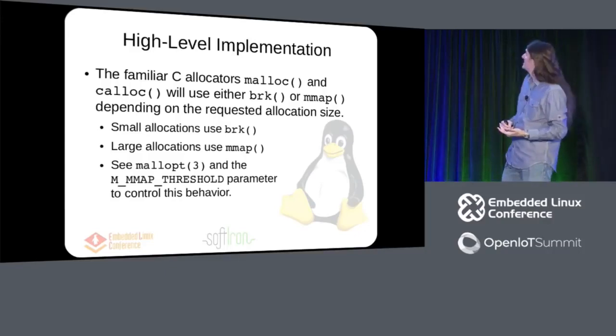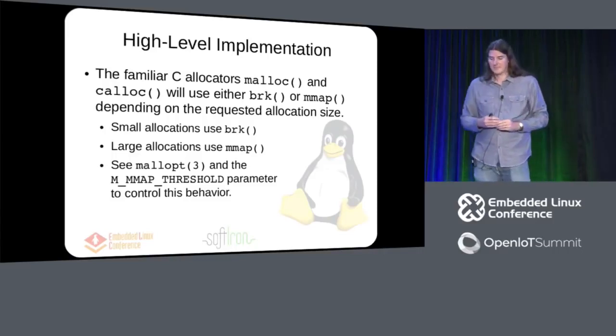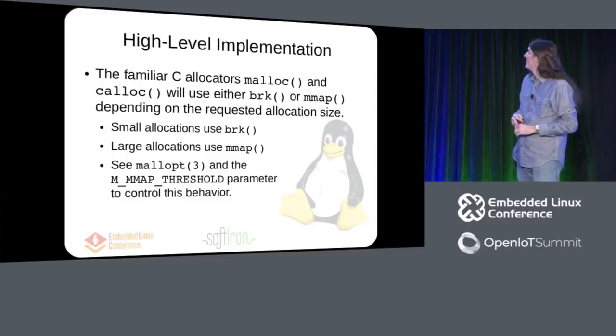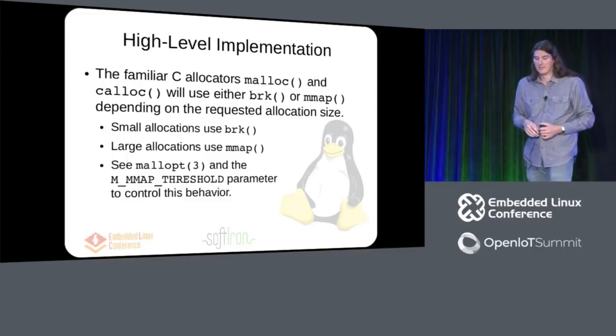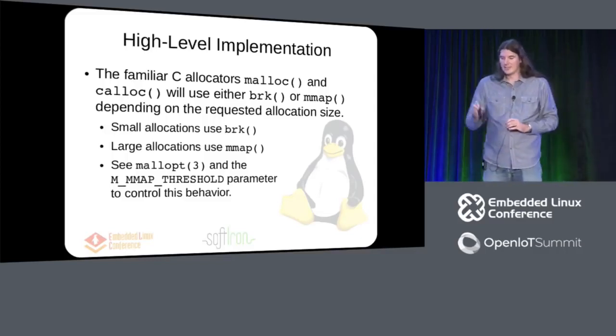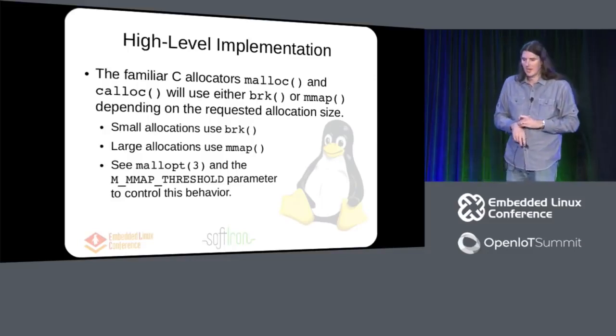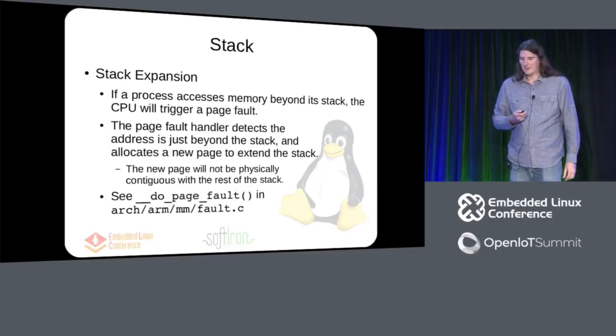And for large allocations, it will use mmap. You can use the mallopt function. mallopt is not a system call, it's a libc function. Have a look at the M_MMAP_THRESHOLD parameter to control this behavior. It'll control when to use brk and when to use mmap.